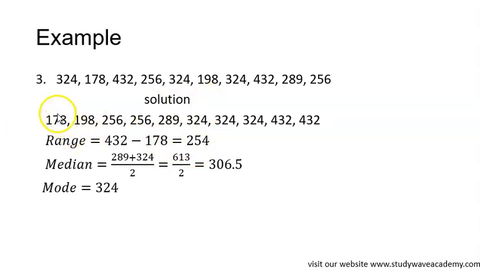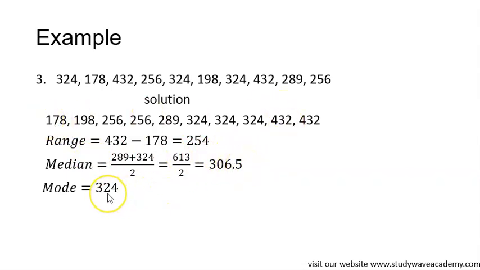let's do it the way we did it last time. This first one cancels the last one, this one cancels this one, this one cancels the third one here, this one cancels this one here, so we are left with these 2, right? So 256 plus 324 over 2. 289 plus 324 is going to give us 613 over 2. And 613 divided by 2 is going to give us 306.5. So the median is 306.5.